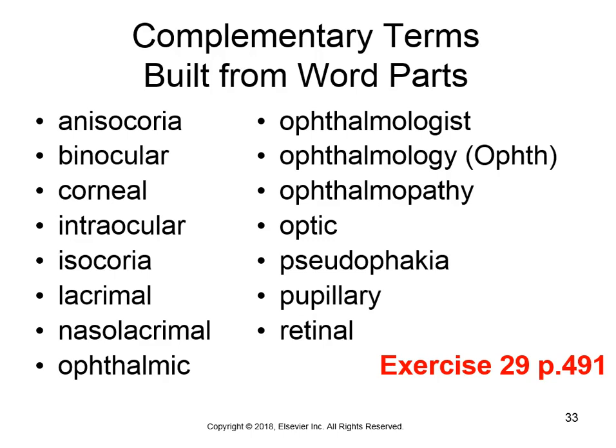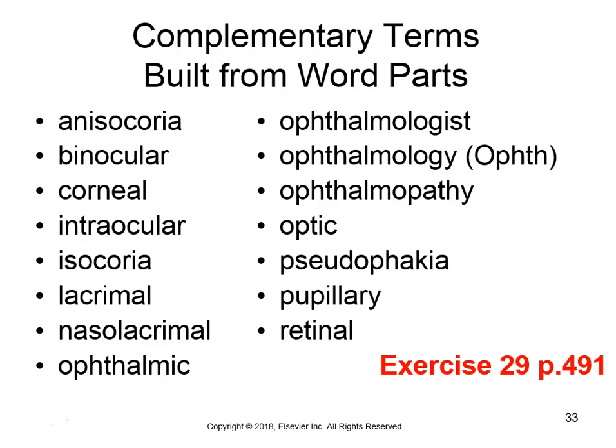We have anisocoria, which means your pupils are not the same size. So an means not, iso means equal, cor means pupil, and ia. That's how we break that down into parts. So you have a pupil that is not of equal size.